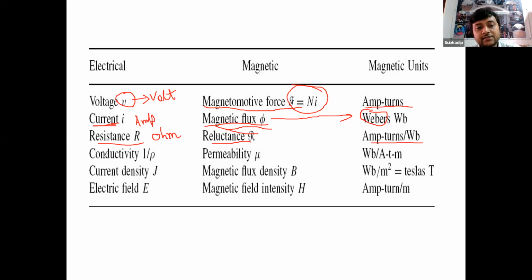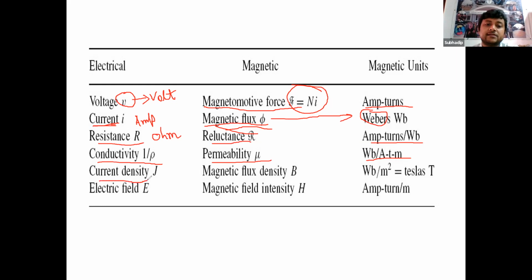Now in the electrical circuit, the conductivity is given by 1 by rho. In the magnetic circuit, the similar thing is given by permeability, that is mu. The unit of permeability is Weber per ampere turn meter.